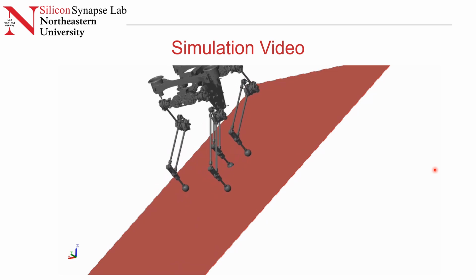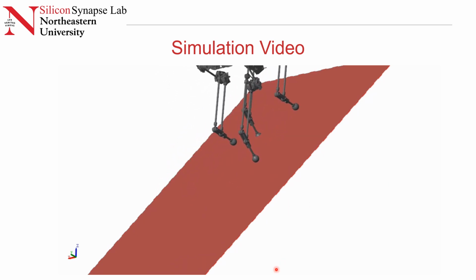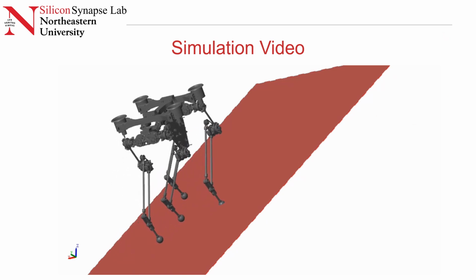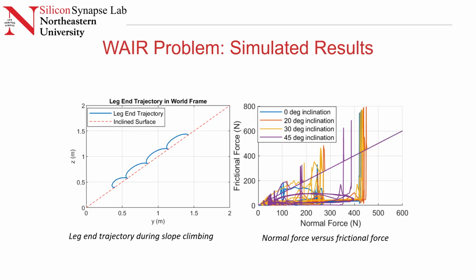As you can see, it can climb the inclined surface of 45 degrees just fine with the thruster-assisted locomotion shown here. So this is the trajectory of the legs and the friction force of the robot as shown in these two plots. This is the inclined surface and this is the leg trajectory seen from the side. So you can see how the trajectory is followed by the robot. And over here we have the forces on various inclinations.